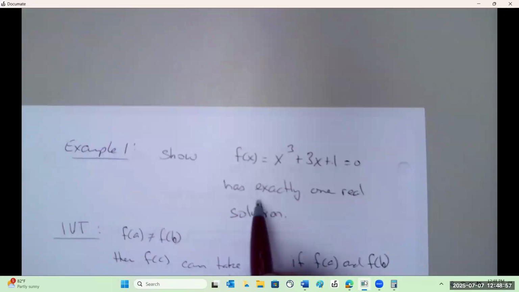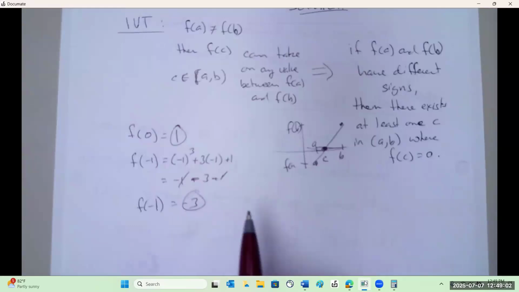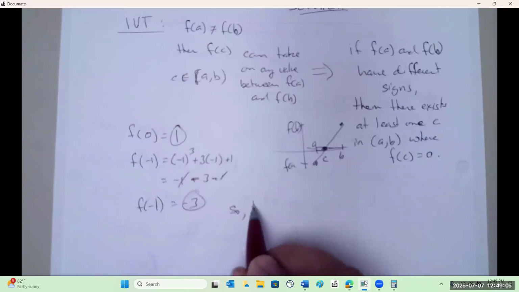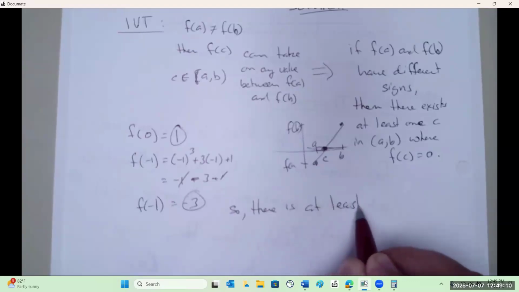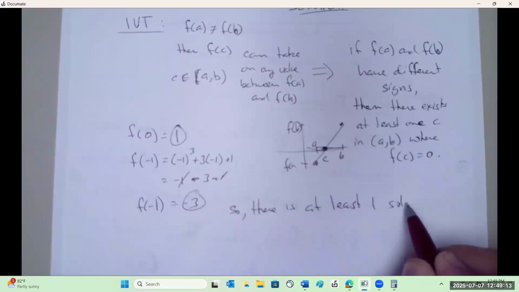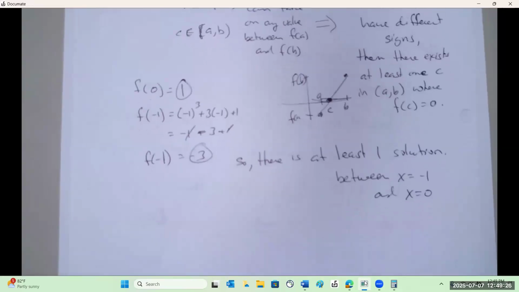Now, the question is whether there is exactly one real solution. The intermediate value theorem says there is at least one solution, in other words an x-intercept, between x equals negative 1 and x equals 0. Now, how do we narrow it down to only one solution?